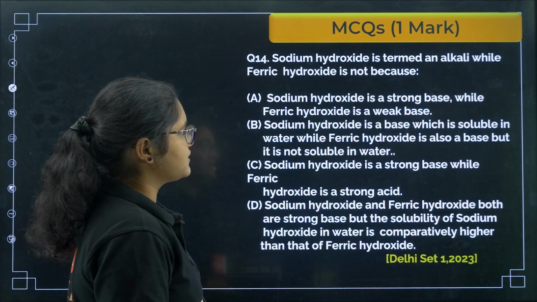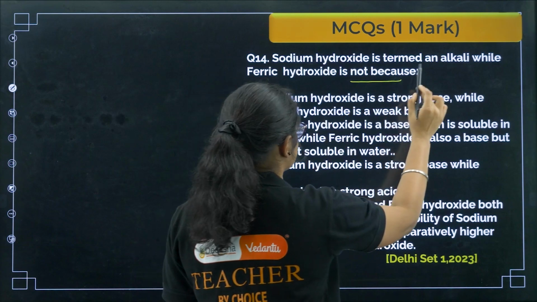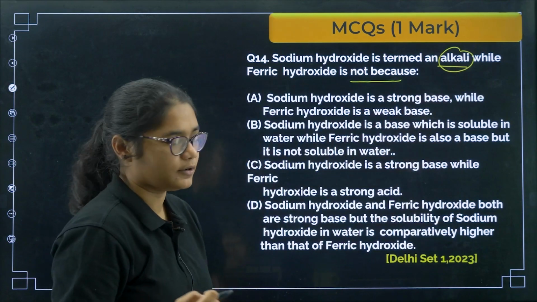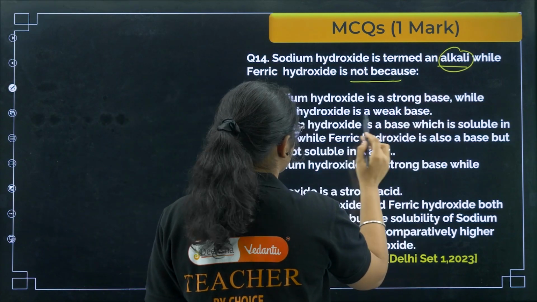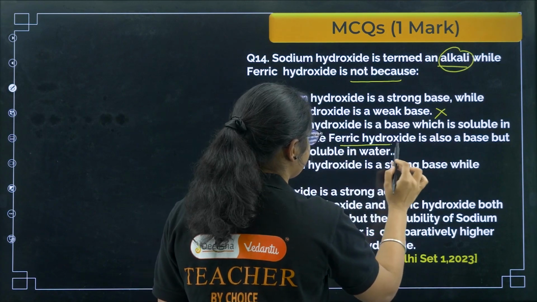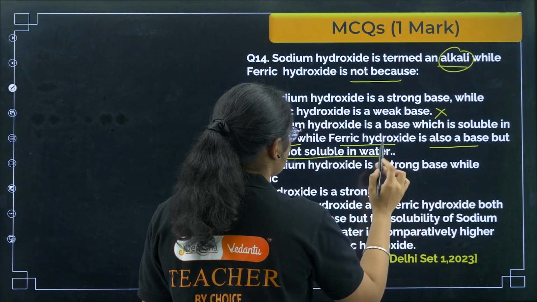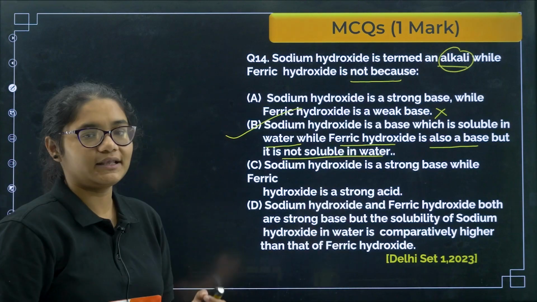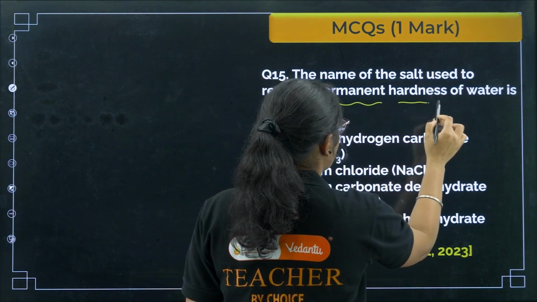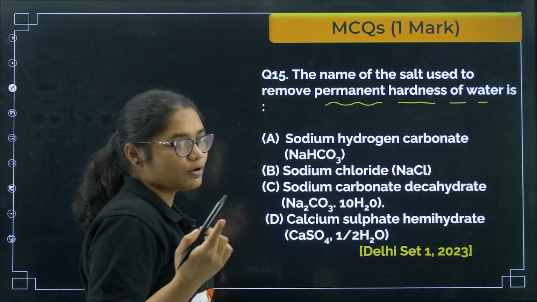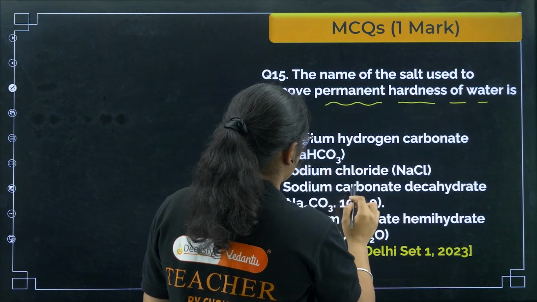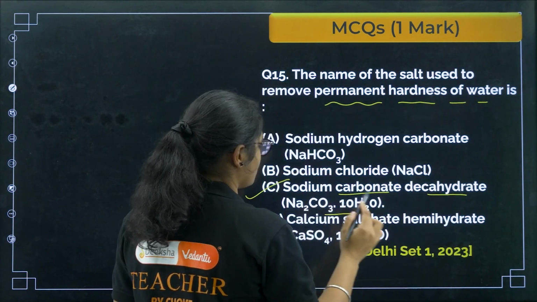Next, sodium hydroxide is termed an alkali, whereas ferric hydroxide is not. What is the reason? Alkali means it should be soluble in water. Is sodium hydroxide a strong base while ferric hydroxide is a weak base? No. Sodium hydroxide is a base which is soluble in water, while ferric hydroxide is also a base but it is not soluble in water. Yes, option number B is the correct answer here. Next, the salt used to remove permanent hardness from water is washing soda, sodium carbonate dot 10 H2O, sodium carbonate decahydrate.